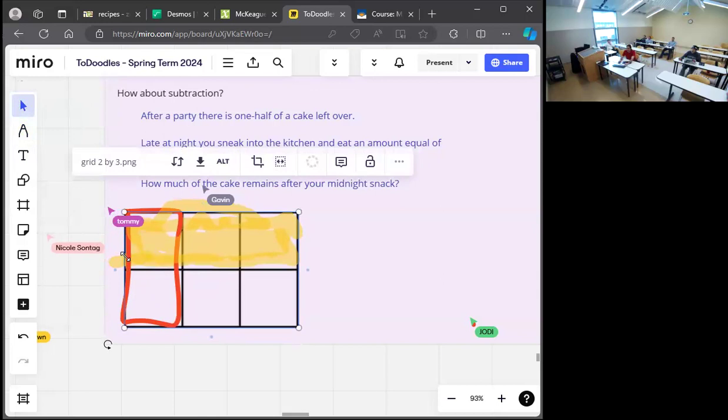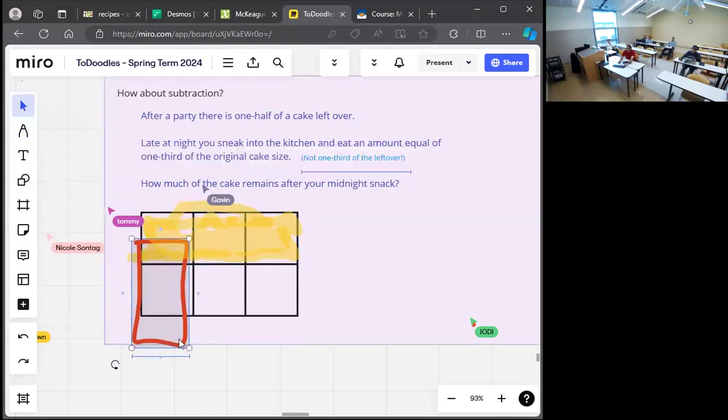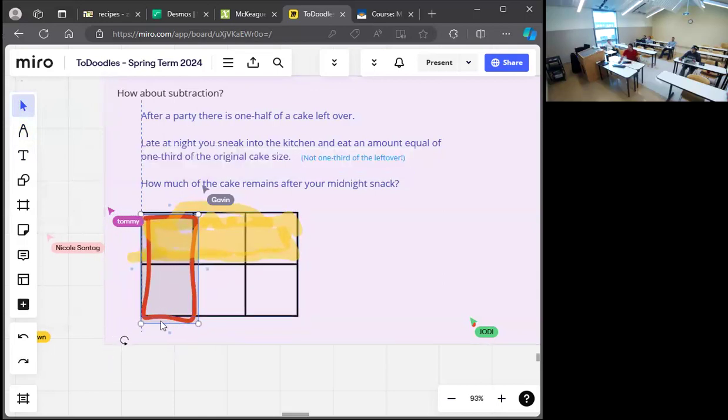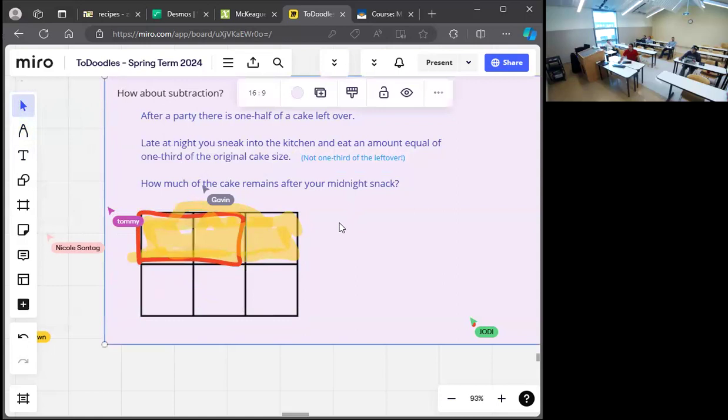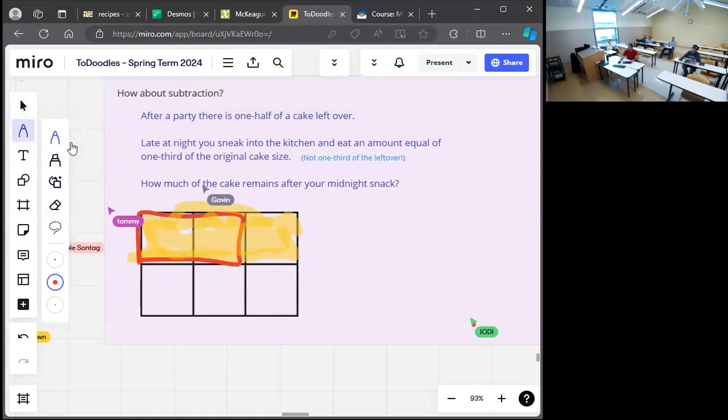So, whoops, I moved just my drawing there. I can't eat those two pieces, so I'll turn this sideways. I'm gonna eat those two pieces. Can you see that I'm eating an amount equal to a third of the original cake, as following the instructions? So that's an amount that's equal to a third, okay, right?